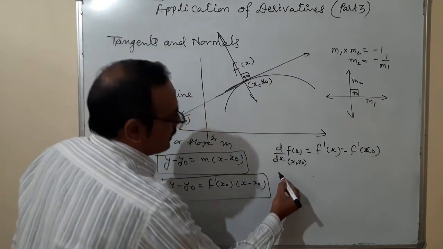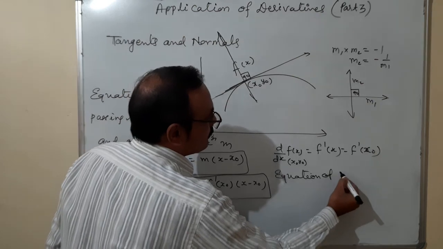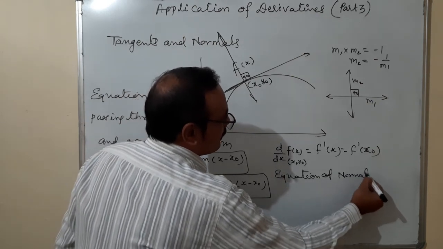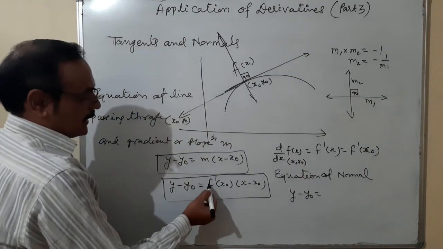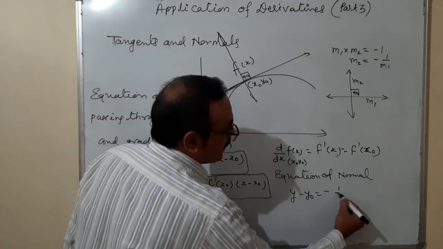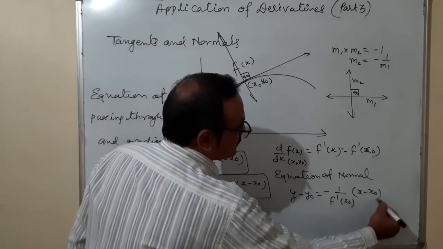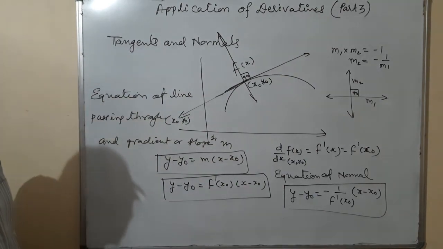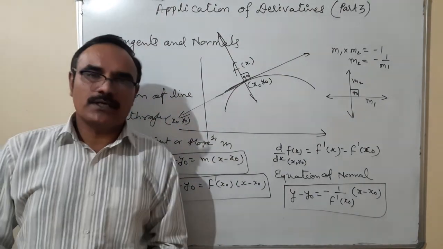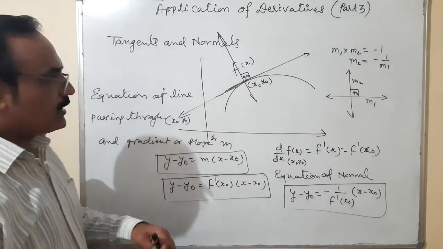Equation of normal is y minus y0 is equal to minus 1 upon f dash x0 times x minus x0. This is the equation of the normal. So you will remember the equation of tangent and the equation of normal.